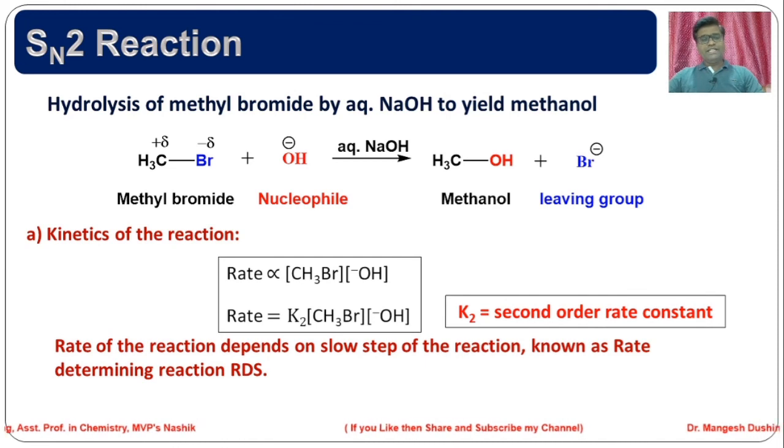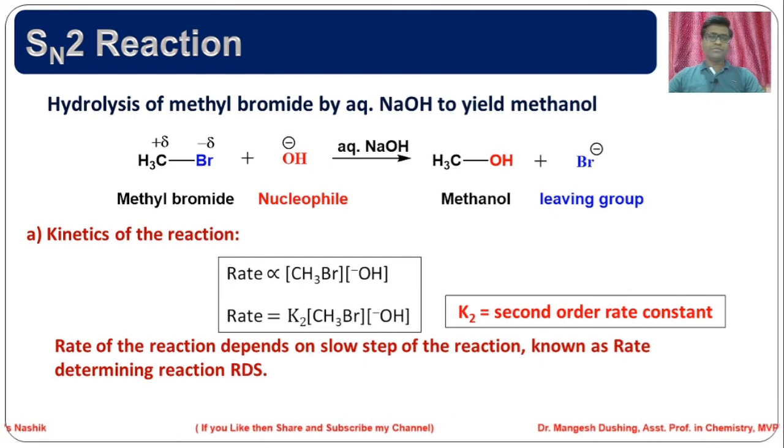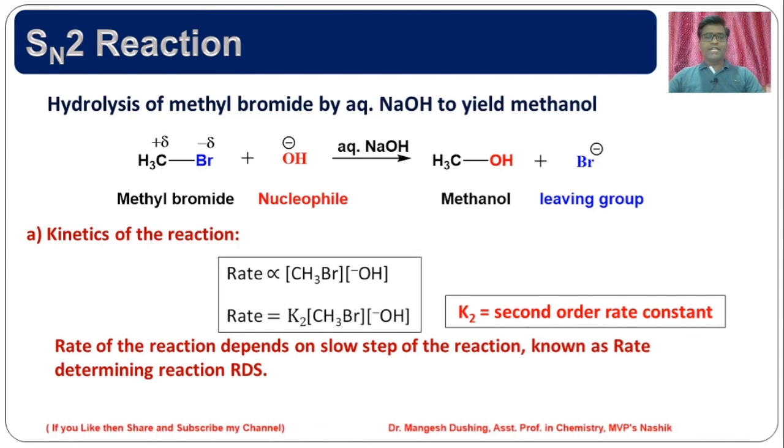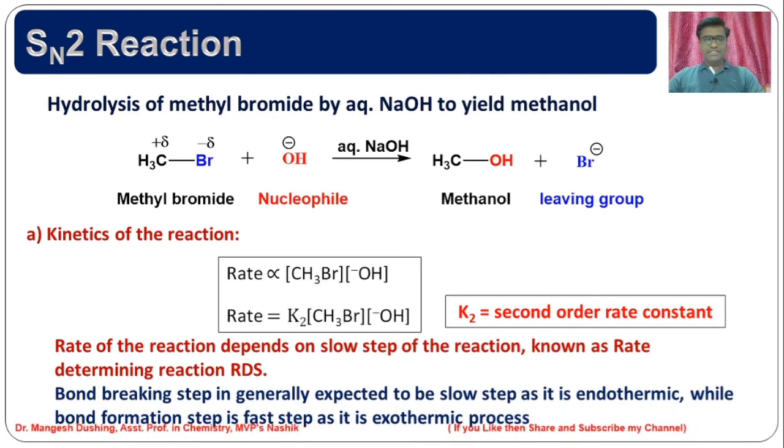Friends, any reaction proceeds through a number of steps. In those various steps, the rate of the reaction depends mostly on a slow step. That is known as the rate determining step, RDS. So the rate determining step is a slow step. Friends, it is considered that most of the steps within the reaction are very fast. So the rate of the reaction does not depend too much on the fast stages. That's why the rate of the reaction mainly depends on the slow step.